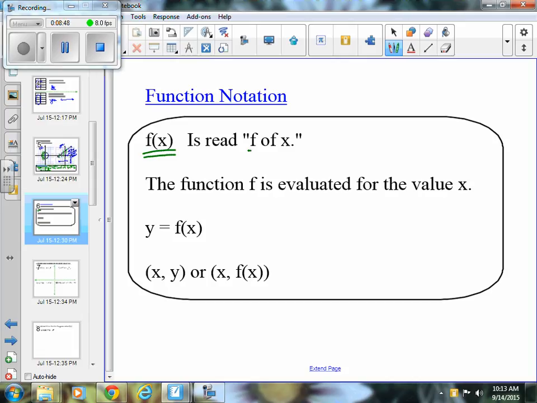And the way you say it is f of x. So the function f evaluated at x. So basically, your y is your f of x. It is your output. So when you're looking at f of x, you can think of that as just your answer. That's like your y. It's your output. So when you look at ordered pairs, x comma y translates into x, f of x, because f of x is just like the y. Think of it as your output.